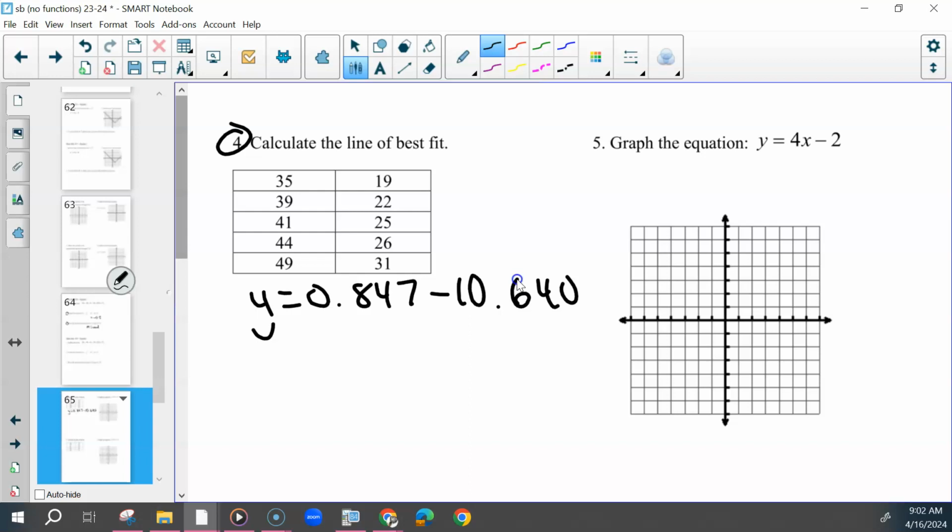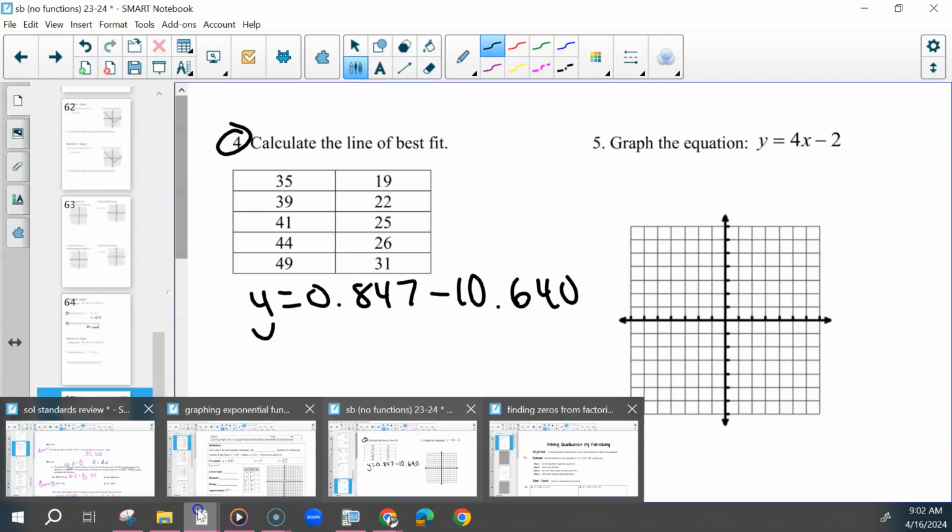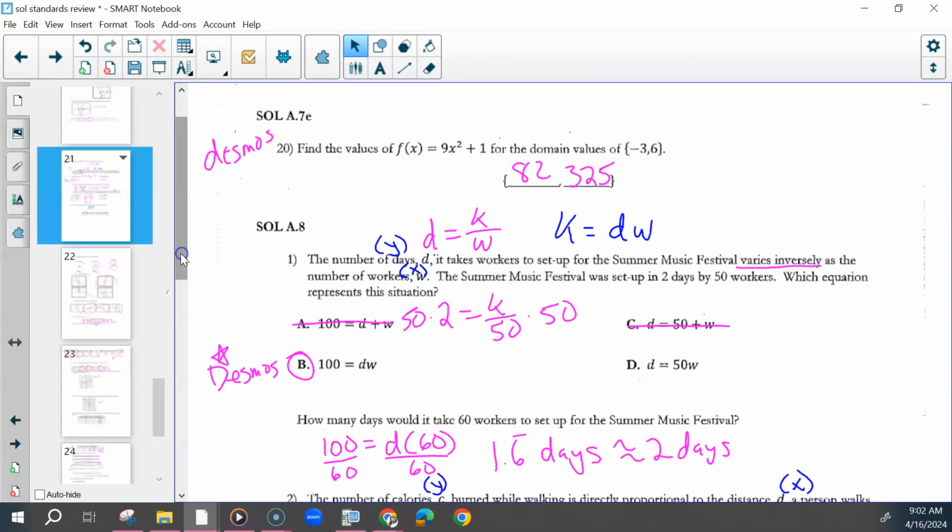Questions on any of those? On to the SOL packet. Make sure you have these written down. That way you can go back and practice it at a later time.